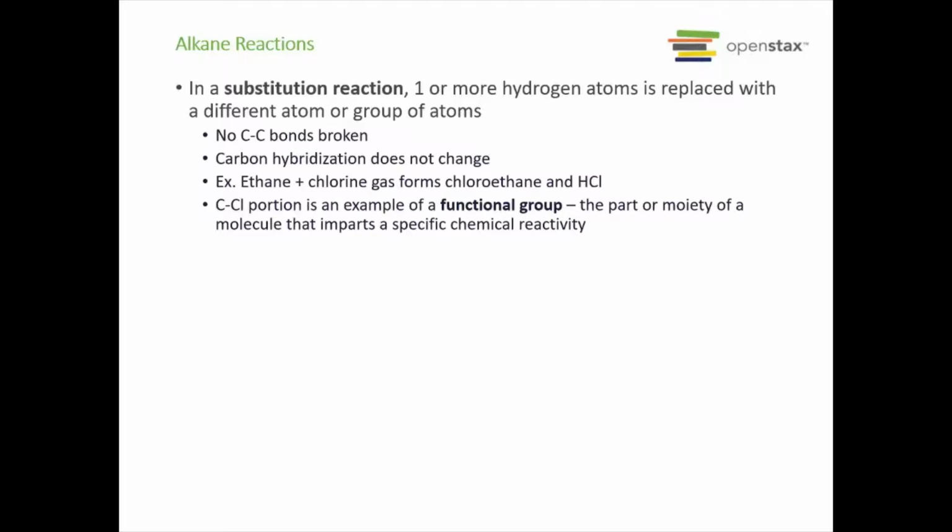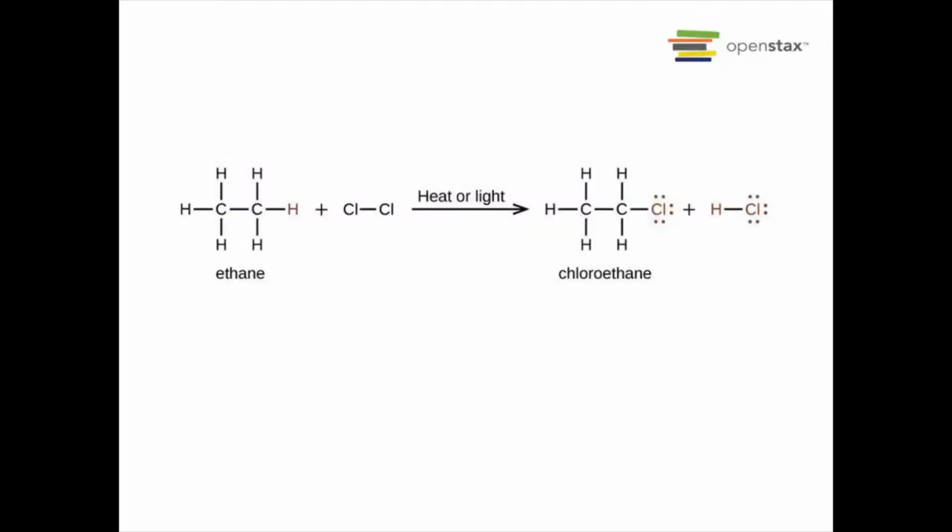An example is when you take ethane and react it with chlorine gas to form chloroethane and hydrochloric acid. And the carbon-chlorine portion is an example of what's called a functional group, which is a part or a moiety of a molecule that imparts a specific chemical reactivity. So this is that reaction.